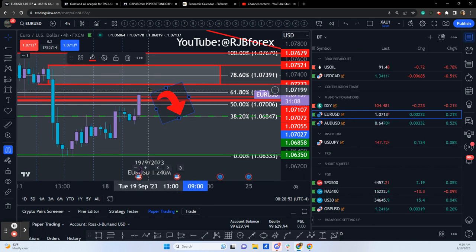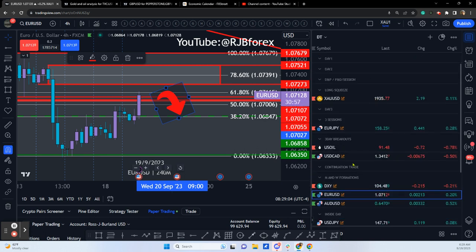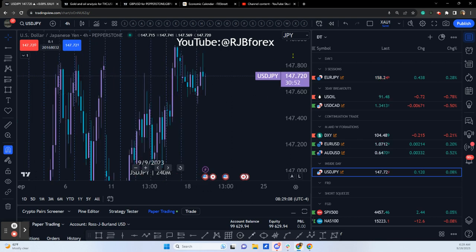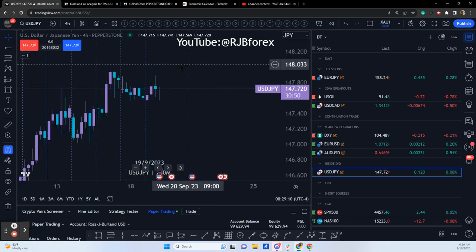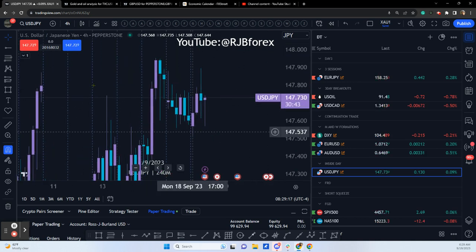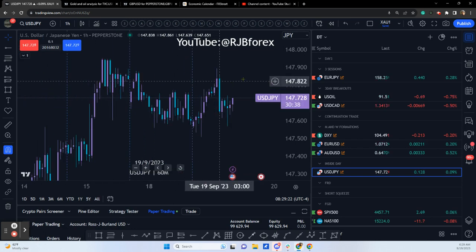So the euro yen, I mean, got to look at dollar yen as well. What do I have on dollar yen? Inside day. It's taking stops out on both sides of yesterday's range. On a 1 hour chart, rallied, strong pullback.